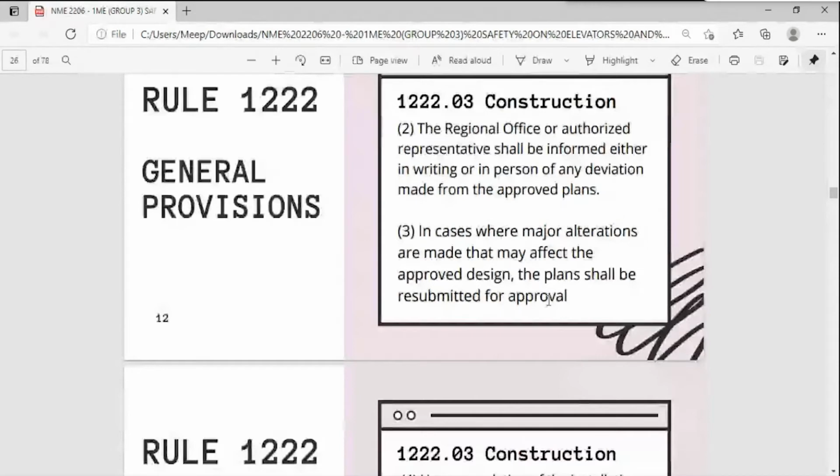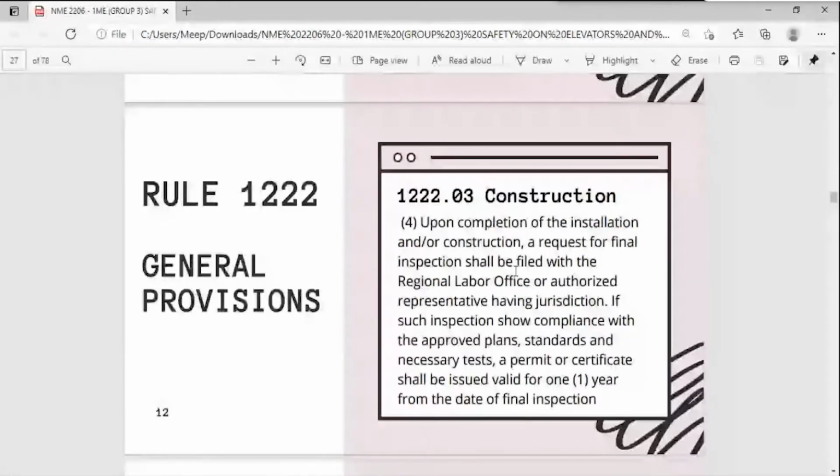Upon completion of the installation and construction, a request for final inspection shall be filed with the regional labor office or authorized representative having jurisdiction. If such inspection shows compliance with the approved plans, standards, and necessary tests, a permit or certificate shall be issued valid for 1 year from the date of final inspection.